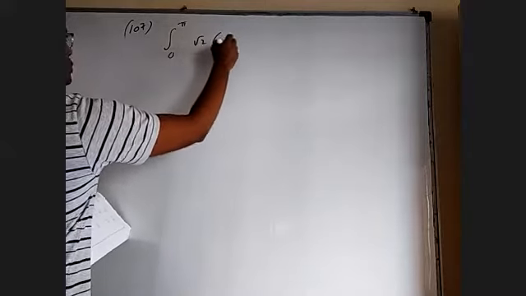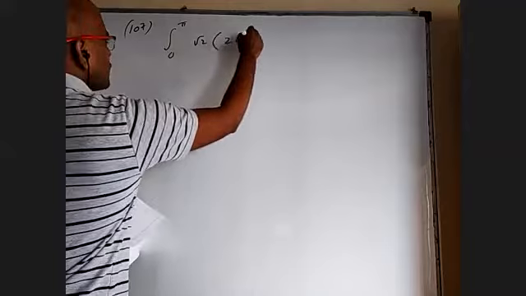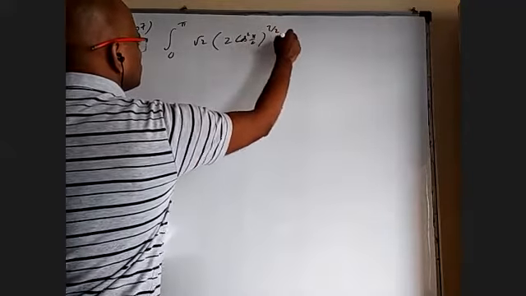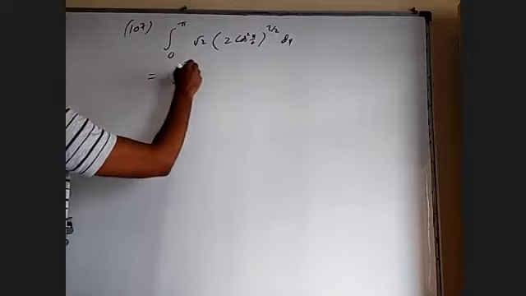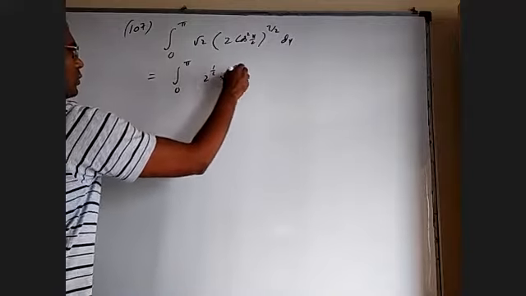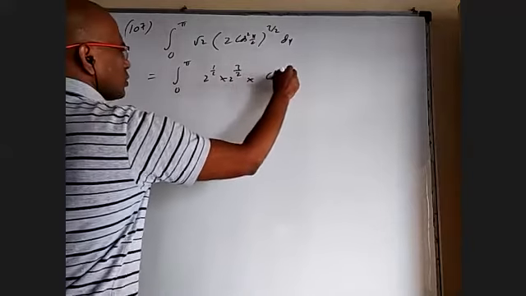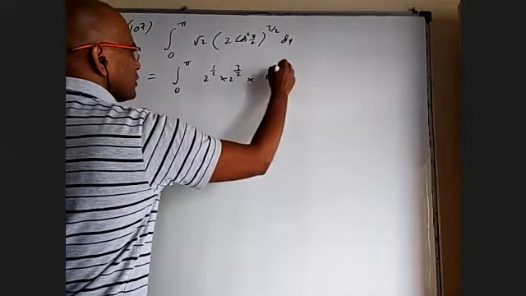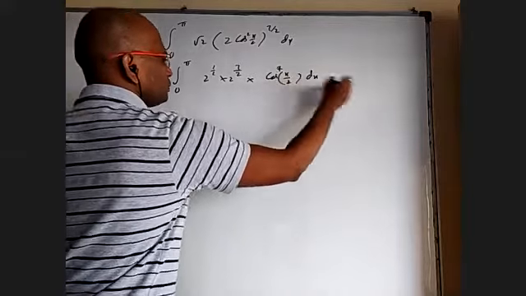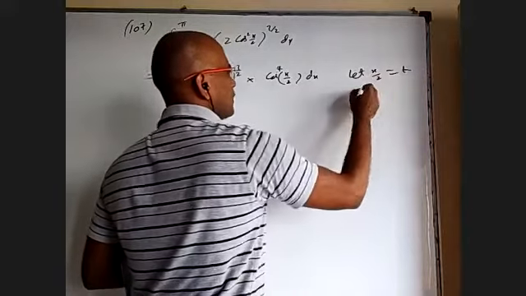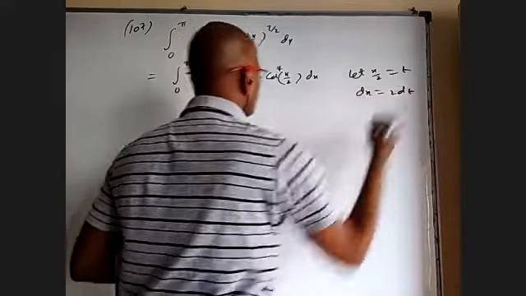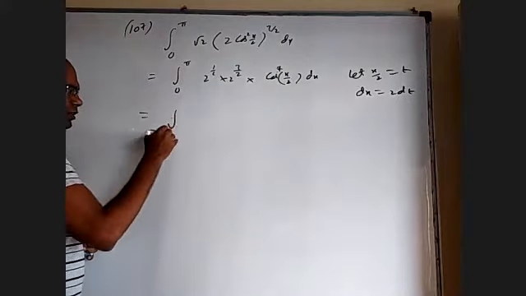Okay, 107. Integral from 0 to pi of root 2 times 1 plus cos x, you can write 1 plus cos x as 2 cos square x by 2. So this is 2 power 1 by 2, 2 power 7 by 2, cos power 7 of x by 2 dx. Better to take x by 2 as t, then dx will be 2 dt. Limits also will be 0 to pi by 2.